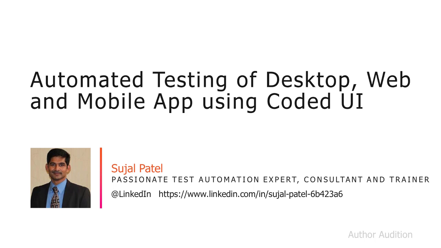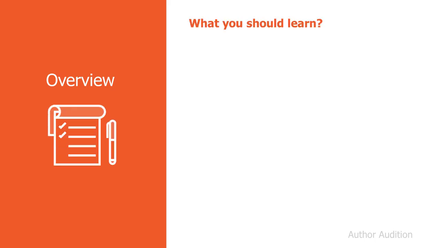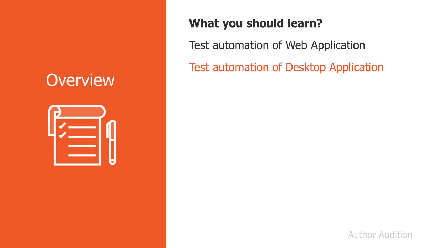To jumpstart your learning, I'm going to give you a brief overview of automated testing of desktop, web and mobile app using coded UI with Visual Studio 2015. And then we are going to jump in and build an application right away. This course will teach you how quickly you can build test automation of web application and desktop application, including Windows Forms and WPF. This course will also give you the quick overview of mobile test automation using Xamarin.